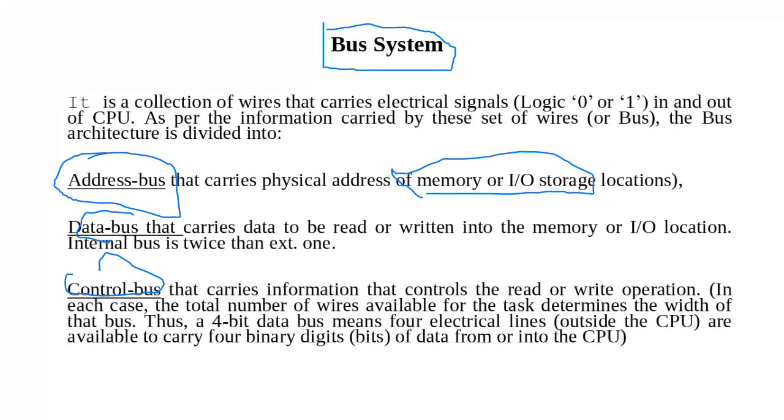Which one do you want to read? Which one do you want to access? Simple thing. You need an address. So the wires that are used as the address bus carry the address information, the physical address information. And what about the data bus? They carry the data.